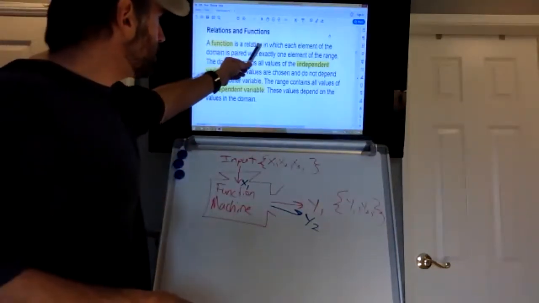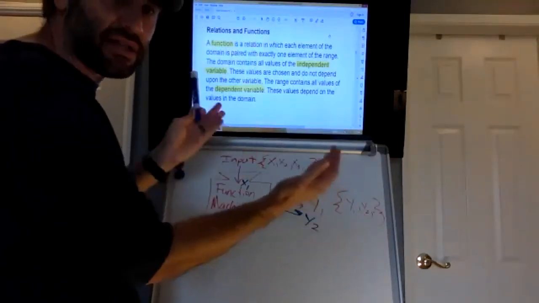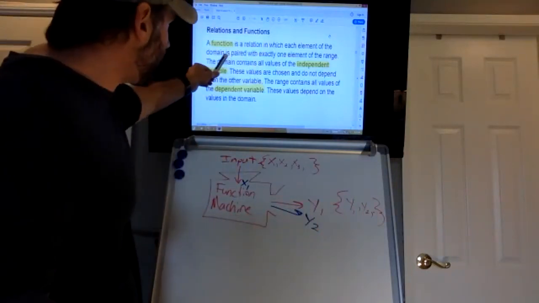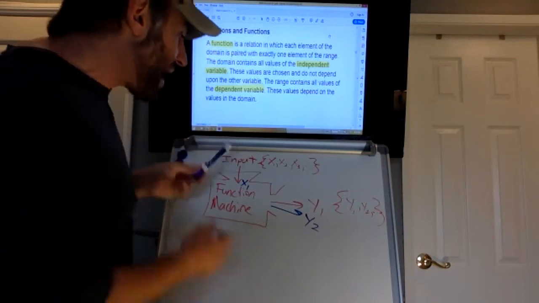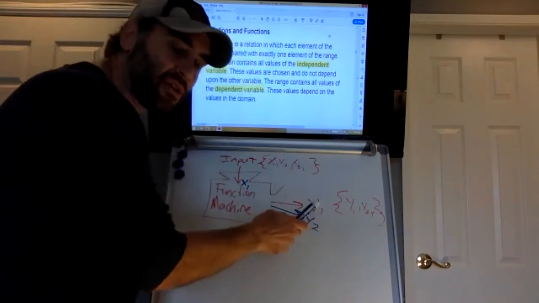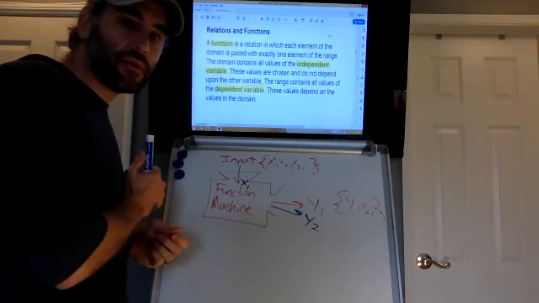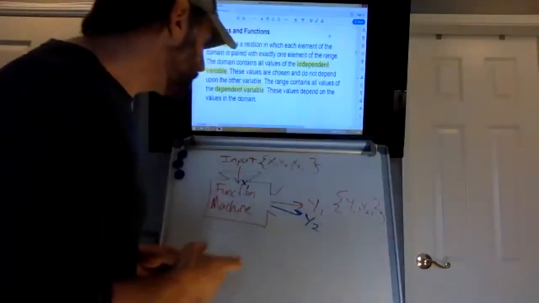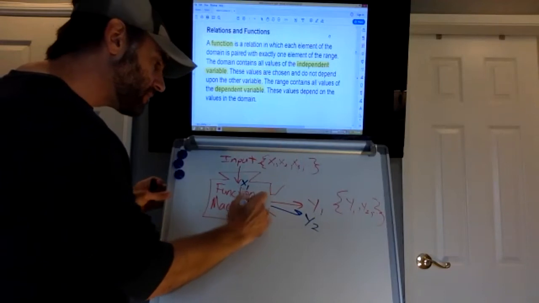Predictability. Okay? So that's what this is saying in the definition. A function is a relation, which is a set of x's and y's, in which each element of the domain, anything I put in, has to go with exactly one answer. Okay? All right, now, let me ask you, what if I put in x2 here?